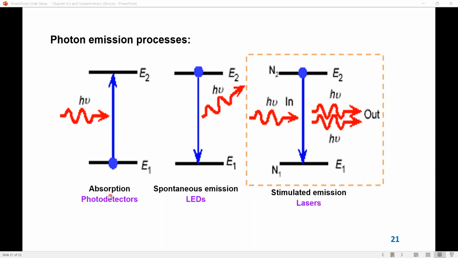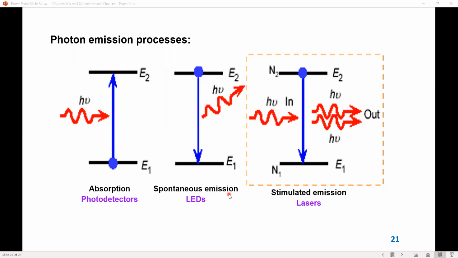So in absorption, what happens? Whenever a photon of energy h nu strikes, it gives its energy to the electrons, and electrons from the lower energy state jump to the higher energy state. Okay, this is the concept of absorption.